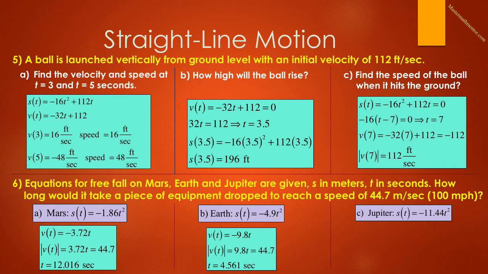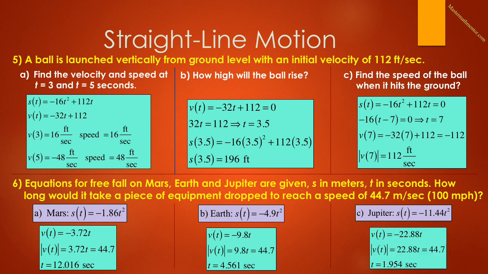On Earth, S of t equals negative 4.9 t squared. So v of t equals negative 9.8 t. The absolute value of v of t is 9.8 t, which is equal to 44.7. And therefore, on Earth, it takes 4.561 seconds for the object to reach 100 miles per hour.